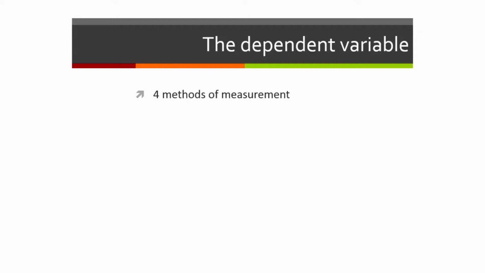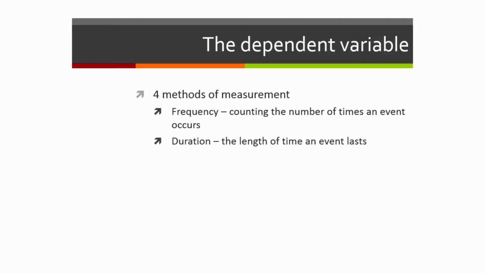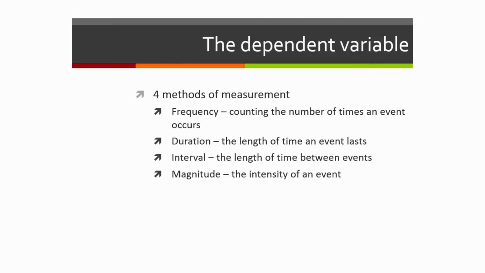Now, when we think about measurement, because this is kind of where we really want to end up, right? There are 4 methods of measurement. We can measure the frequency, basically counting the number of times an event occurs; the duration, basically the length of time that an event lasts; the interval, the length of time between events; or the magnitude, which is the intensity of the event.